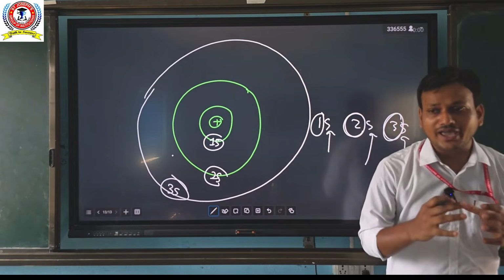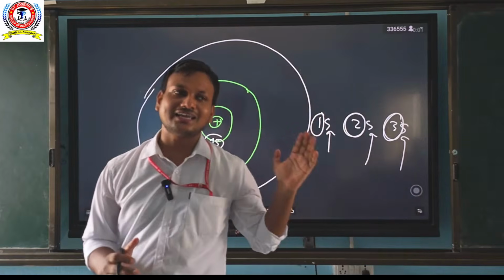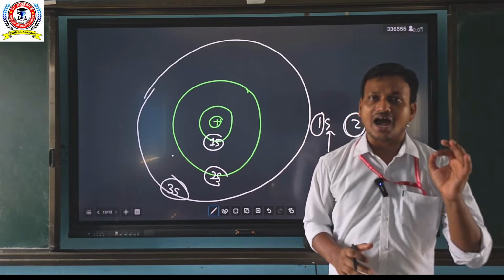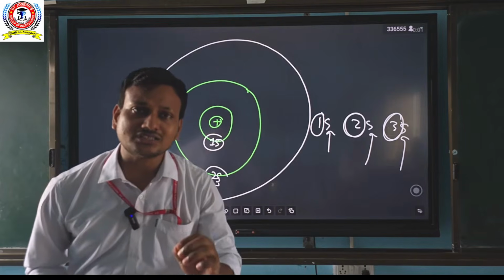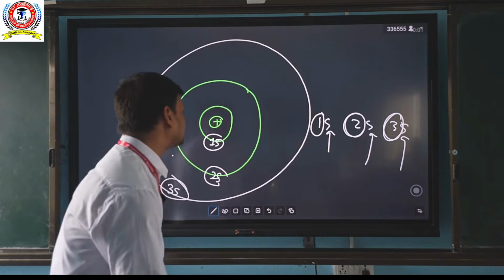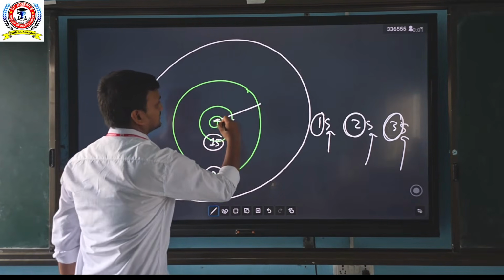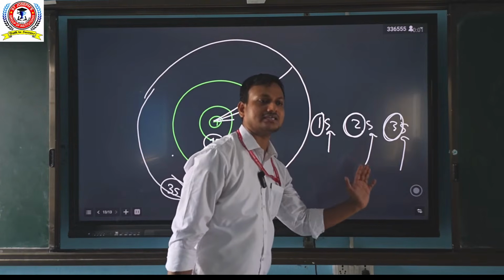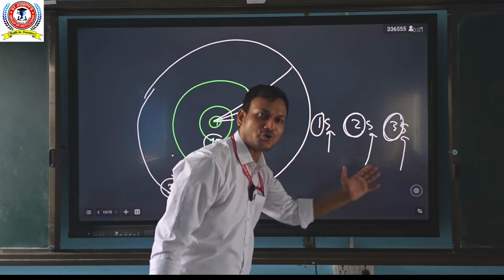Remember that as the value of n increases, energy and size also increase. What I say, students? Energy and size also increase. That means this is your first, this is your second, this is your third shell. When the value of n increases, the size of the subshell also increases.